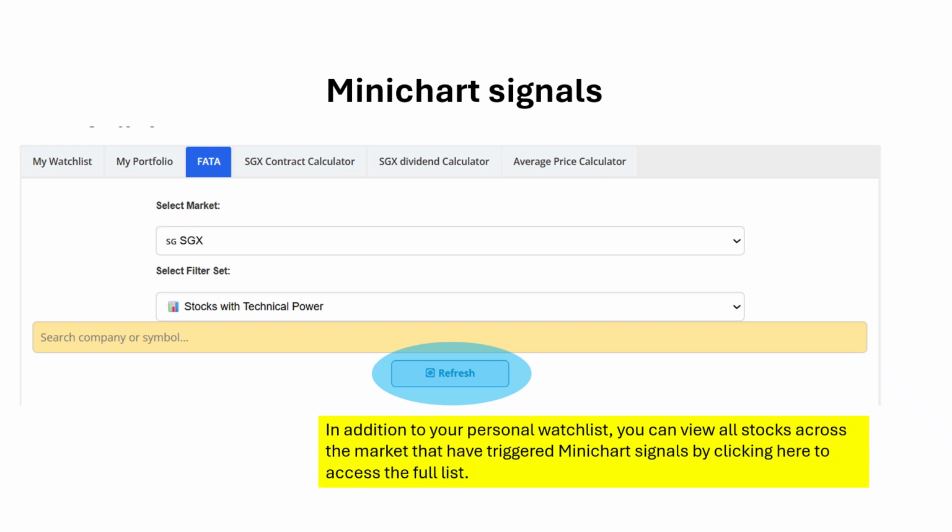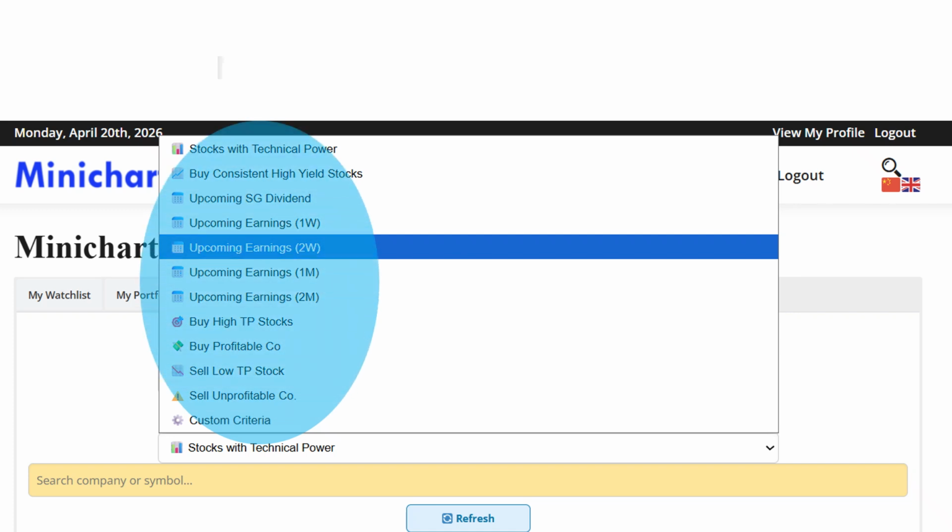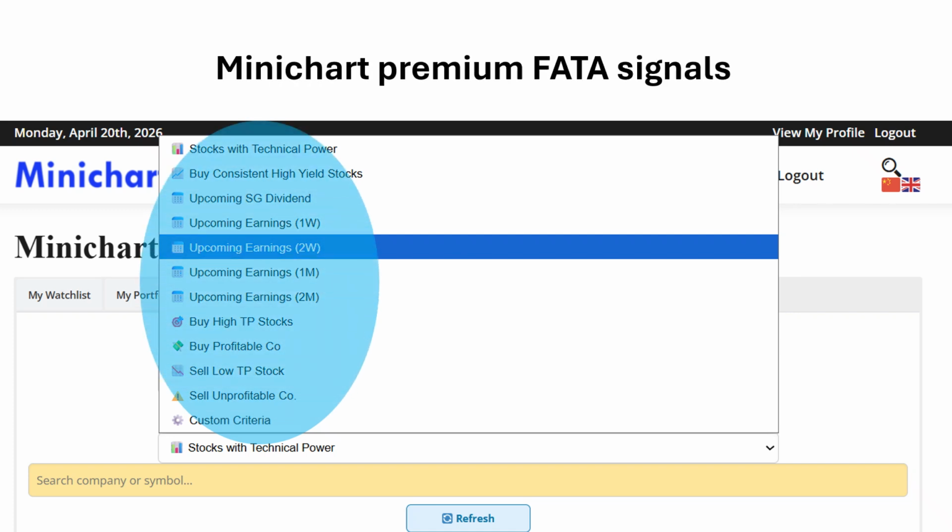In addition to your personal watch list, you can view all stocks across the market that have triggered mini chart signals by clicking here to access the full list. Here, you can view the Minichart Premium FATA signals.